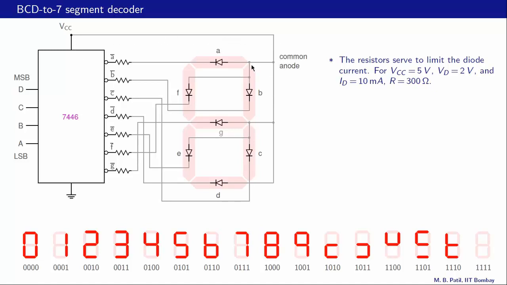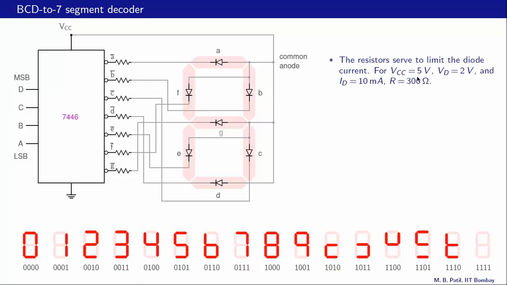Of that 5 volts, 2 volts will drop here, and then 3 volts will drop across this resistor, and that is 0 volts. Alright. Now this resistor serves a very important purpose, and that is to limit the current. And we can make a simple calculation.